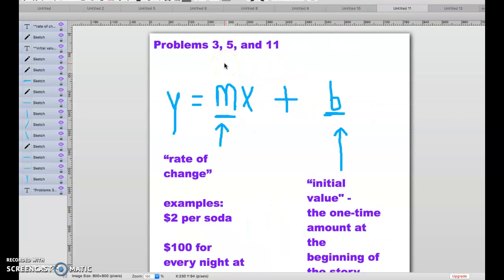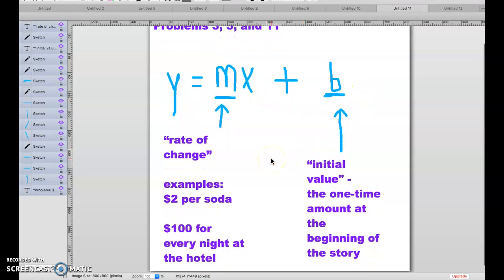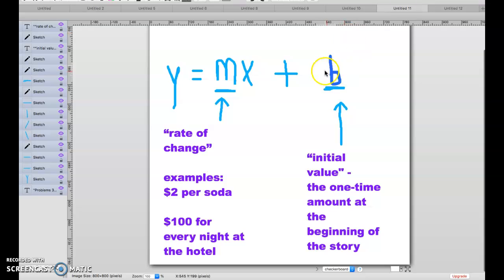Okay, this will help you with problems 3 and 5 and 11. So this is still using that same slope-intercept equation, y equals mx plus b, and we need to review a little bit about what the m means and what the b means. The m and the b are the only variables here that actually turn into numbers. And I'm going to talk about b first.